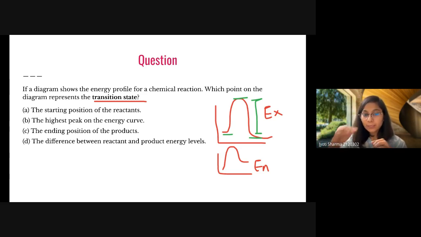And this will give you the energy of the product. So the activation energy is what we need to form the complex here. And these complexes are temporary in nature, that is, intermediate. So the answer is the highest peak on the energy curve.